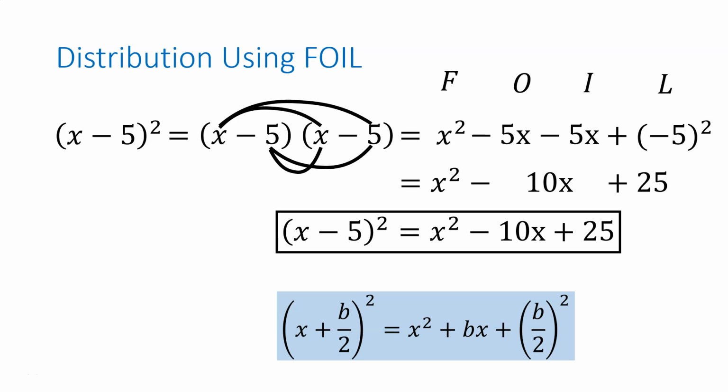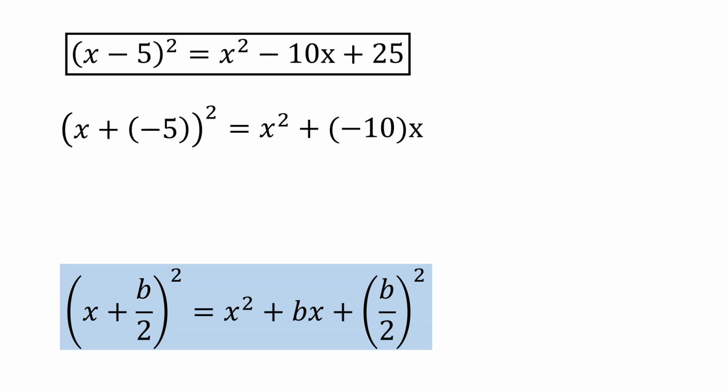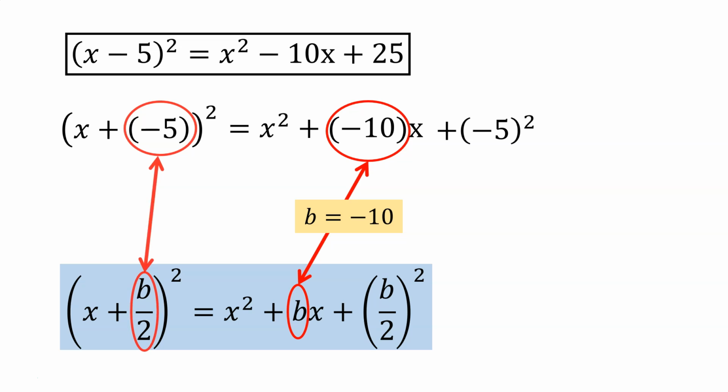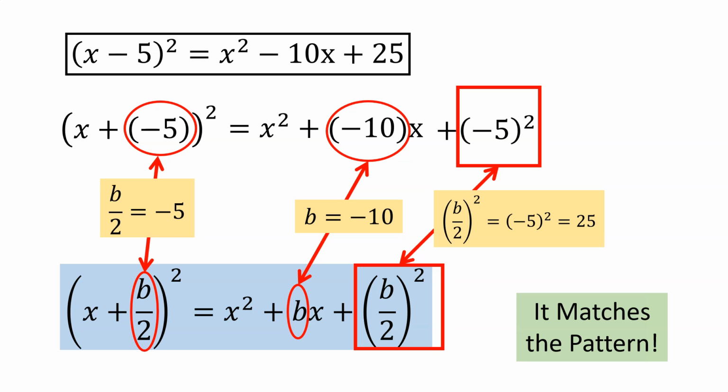Let's again check to see if this matches our perfect square pattern. First, let's rewrite x minus 5 as x plus negative 5. Subtracting a number is the same as adding the negative value. For similar reasons, let's write minus 10x as plus negative 10x. And the final change is to write 25 as negative 5 squared. These changes will make it easier to compare to our pattern. b equals negative 10, b over 2 is negative 10 over 2, which is negative 5. And the last term is negative 5 squared. So again, our result is consistent with our pattern.